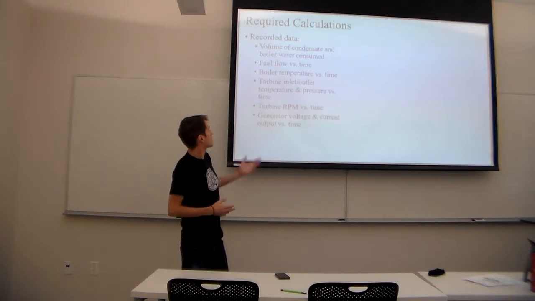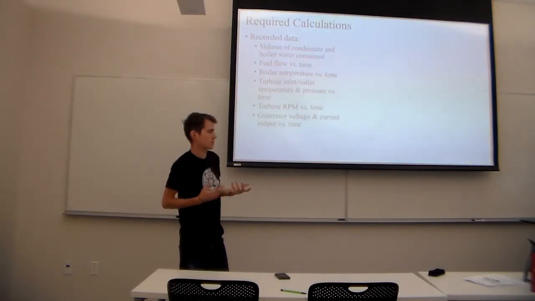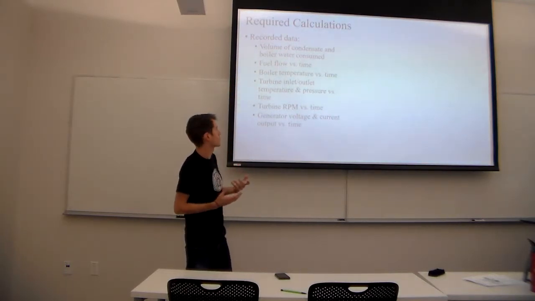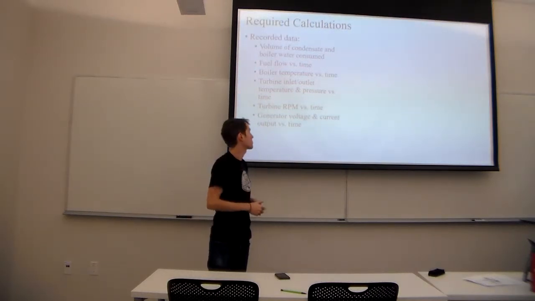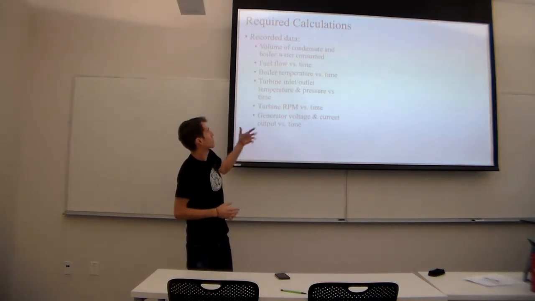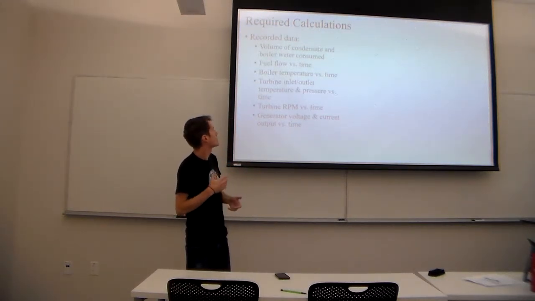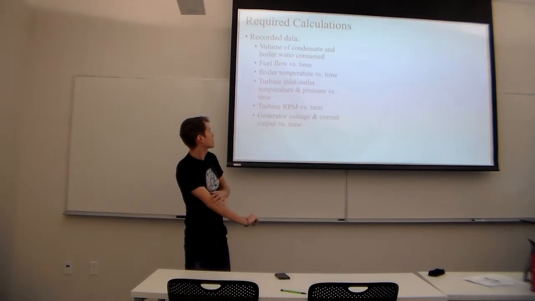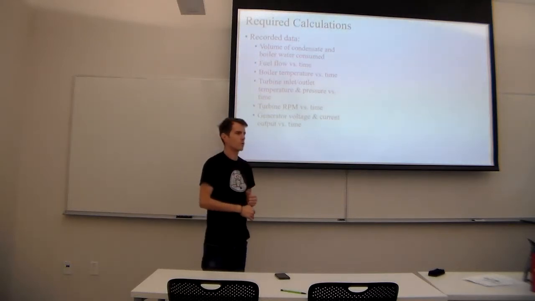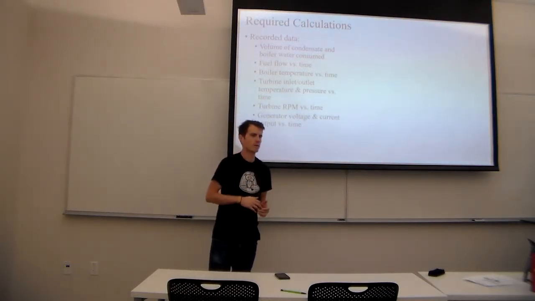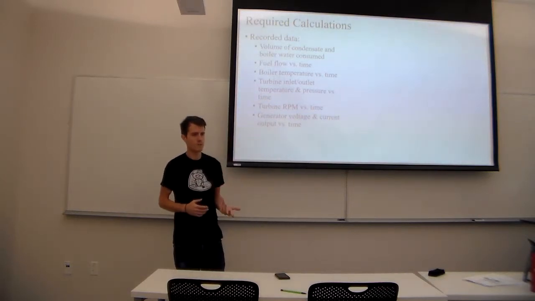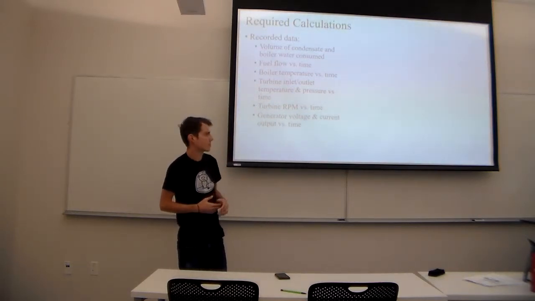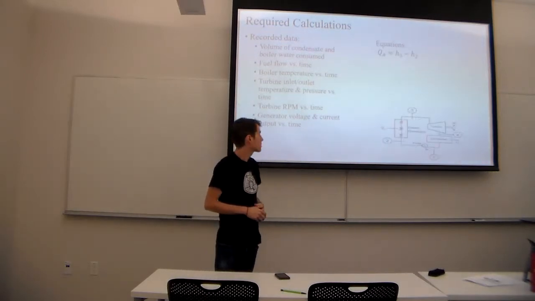So this is the data that we need to actually record. After the experiment's over, we'll have to measure the volume of the condensate that we used and all the water that was used in the experiment. Sorry, condensate collected, and the boiler water consumed. So we'll also be measuring fuel flow versus time, boiler temperature, turbine inlet and outlet pressure and temperature versus time. We'll have to know the turbine RPM and the generator voltage and current over time.